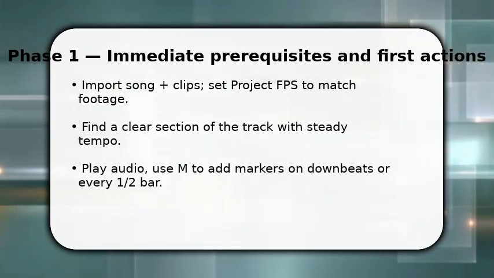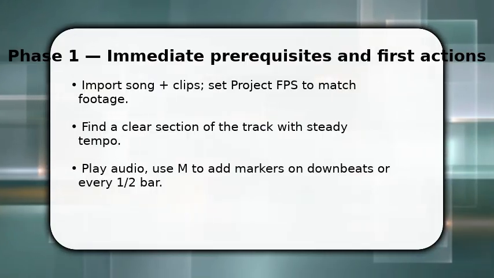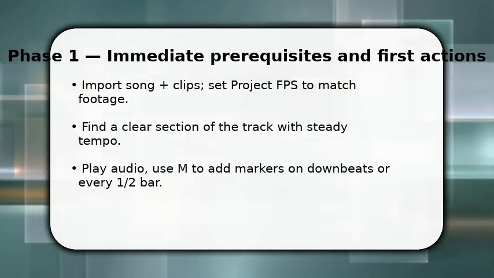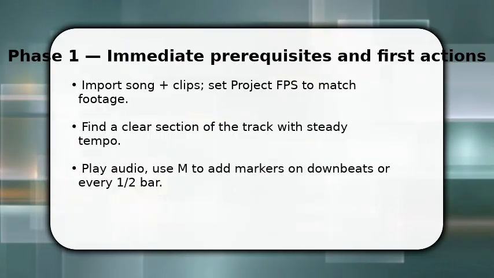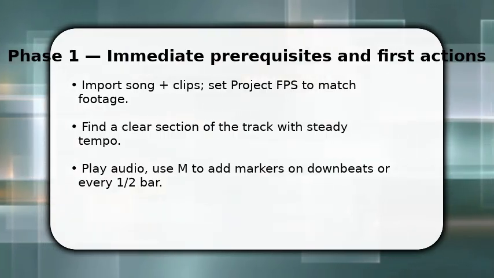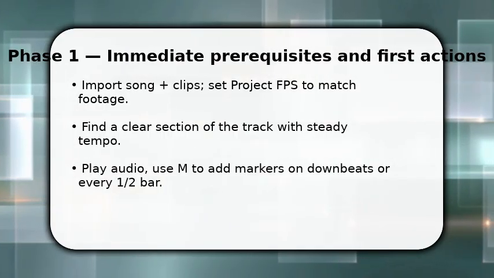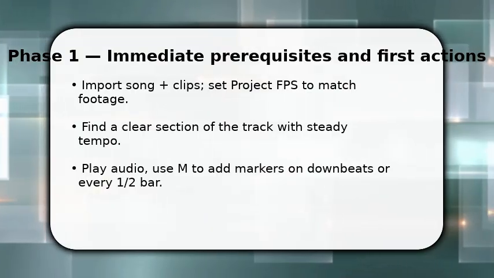You already have your song and clips imported. Set the project FPS to match your footage and start in the edit page. Play the track and listen for the main downbeat. Put markers with M on each strong beat or every 1/2 bar so you get regular reference points.